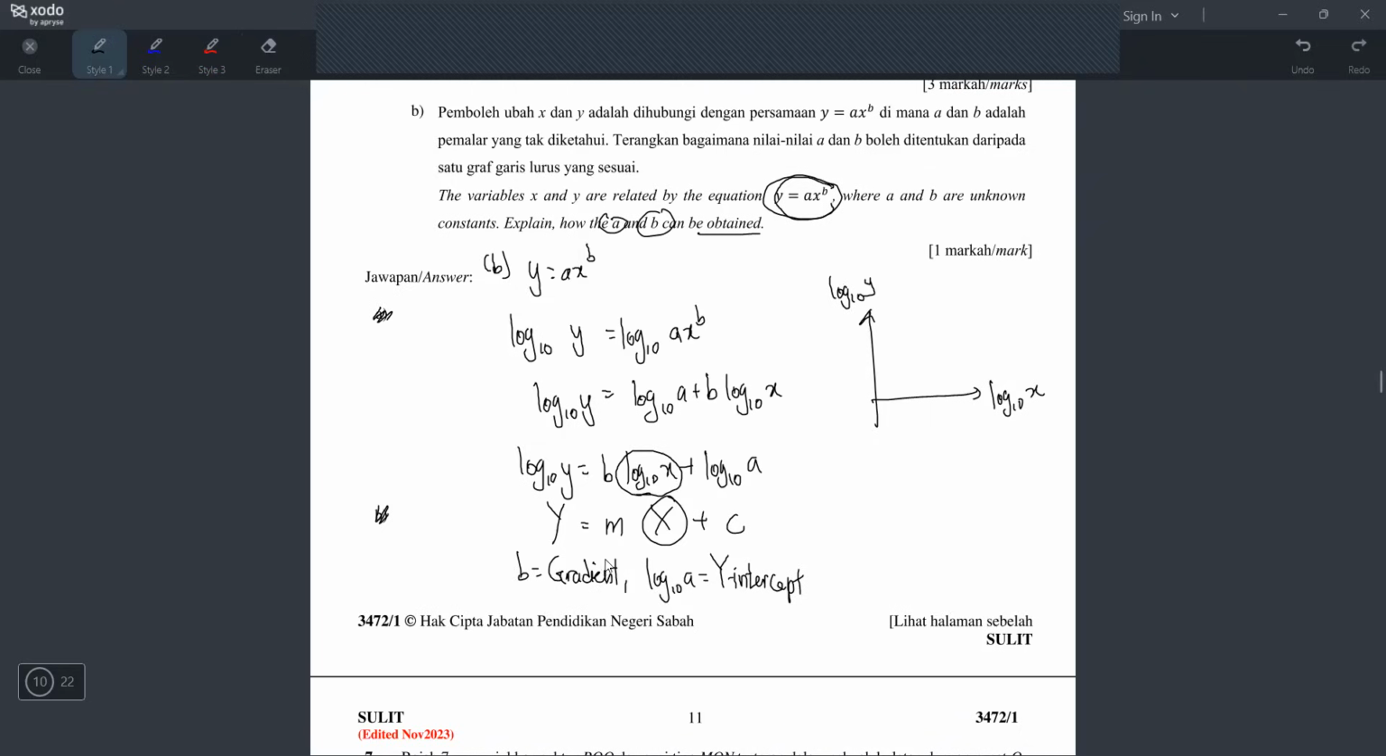You obtain the b by finding the gradient, you obtain the a by finding the y-intercept. But of course, after you find the y-intercept, you still have to shift the log, right? Because to find a, you have to move the log base, so it becomes 10 power the y-intercept here, right? So this is how you calculate the a and b, all right?